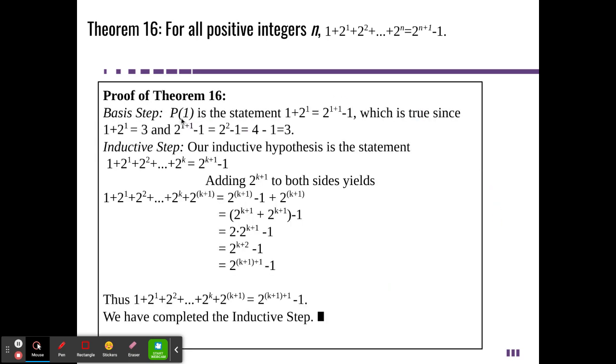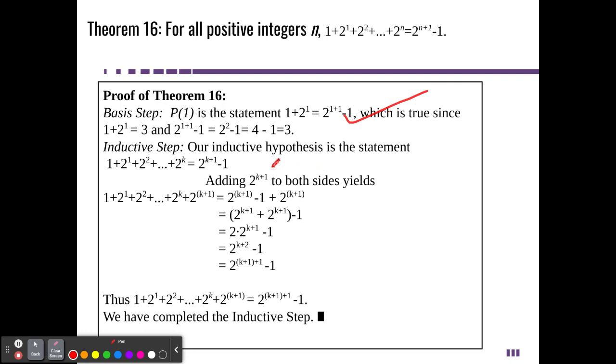So in P of 1, that's our basis step, we know that 1 plus 2 to the 1 is equal to 2 to the 1 plus 1 minus 1, which gives us 3 on the left, 3 on the right. So that statement is definitely true. The basis statement is good to go.